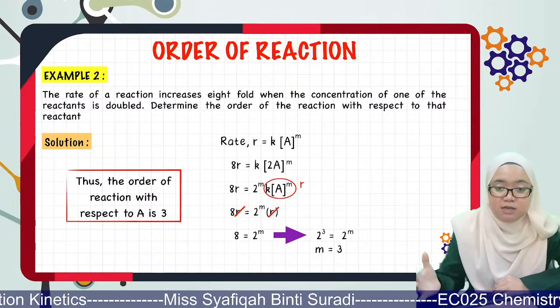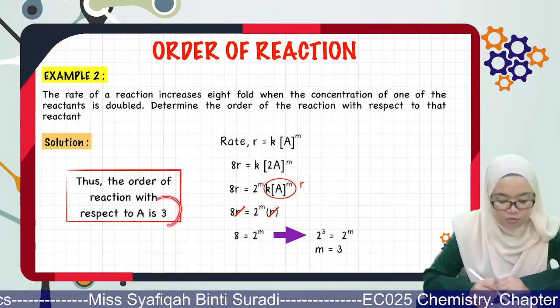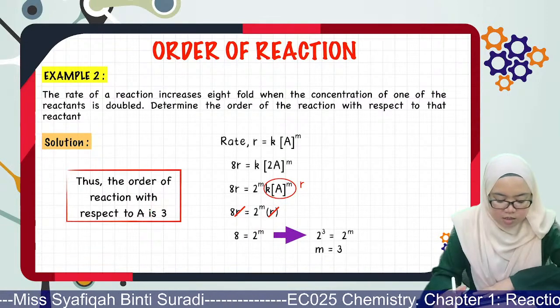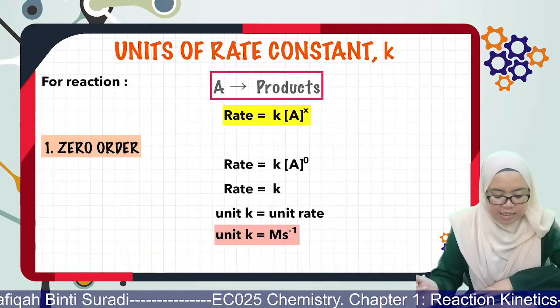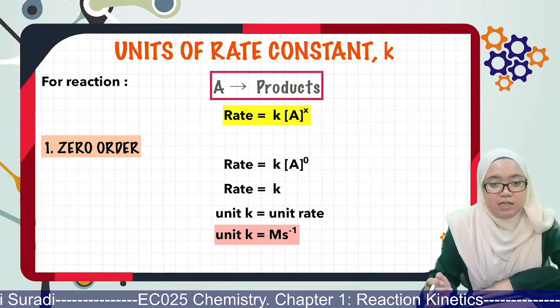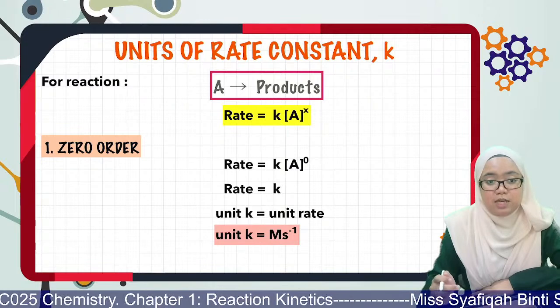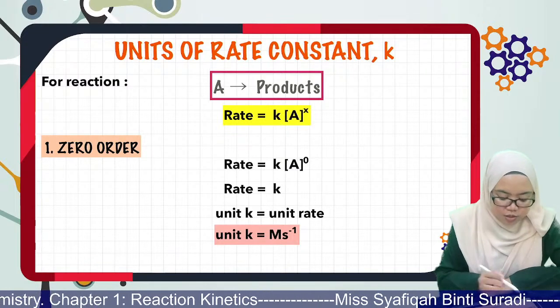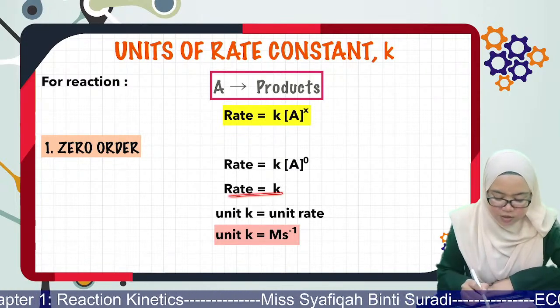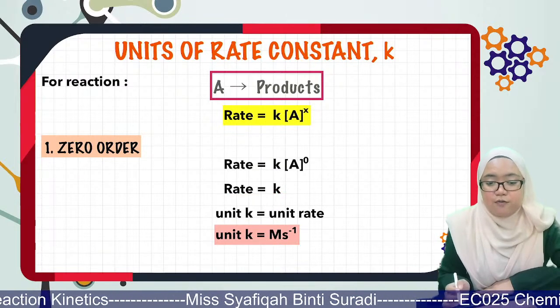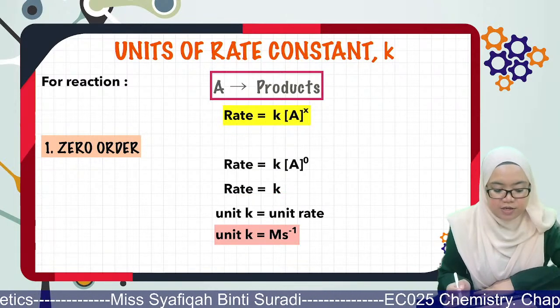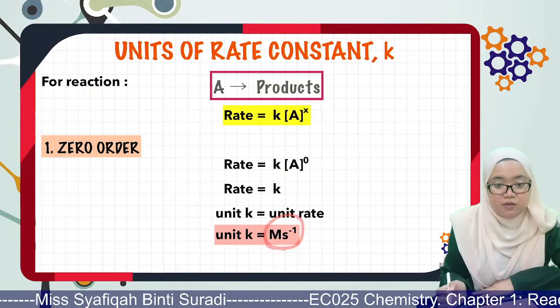Bila kita double the concentration will be 3. Okay, now kita dah tengok yang order of reaction. So kita nak tengok sekali bas untuk units of each rate constant untuk each order of reaction. So untuk zero order, since dia punya rate is equals to K, so the unit of rate constant adalah sama dengan unit rate, which is M s negative 1.